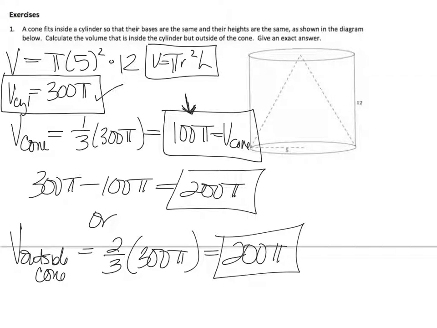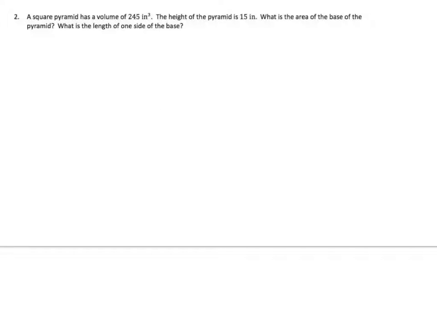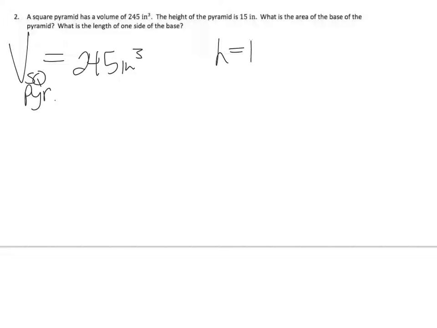Cool. A square pyramid has a volume of 245 inches cubed. Oh, I didn't put units on that last one. Sorry. Square pyramid. The height of the pyramid is 15 inches. What is the area of the base of the pyramid? And then what is the length of one side of the base?